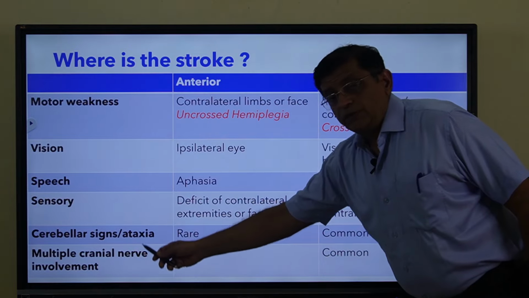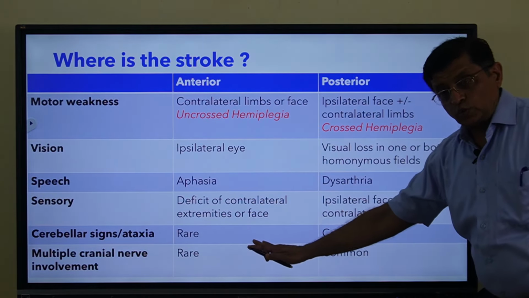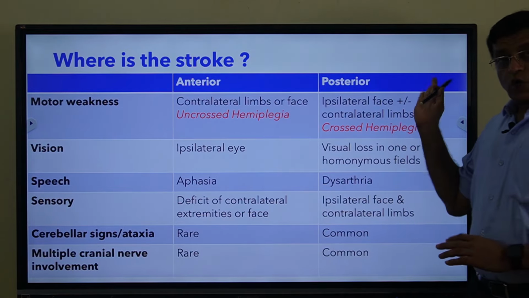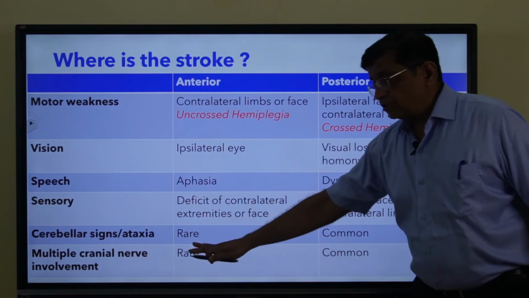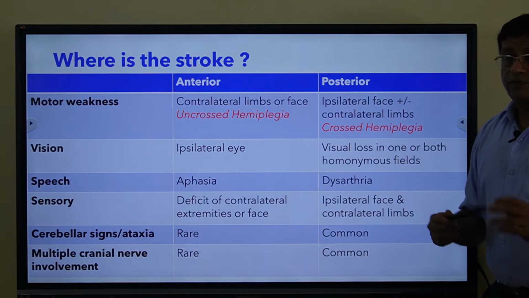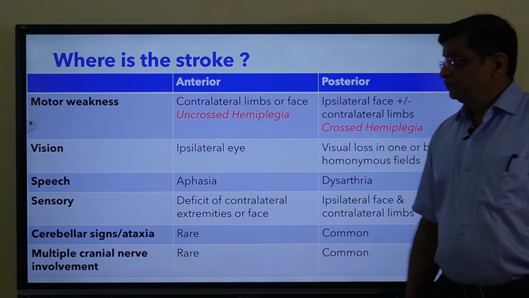Cerebellar signs and multiple cranial nerve involvement will be very rarely seen in anterior strokes and commonly seen in the posterior stroke. So if the patient has crossed hemiplegia, if the patient has cerebellar signs, if the patient has multiple cranial nerve involvement, then think of posterior circulation stroke.